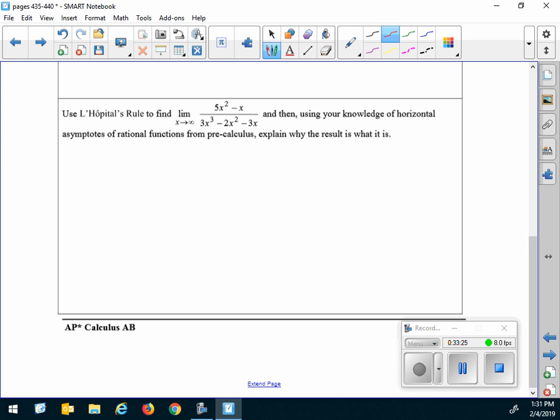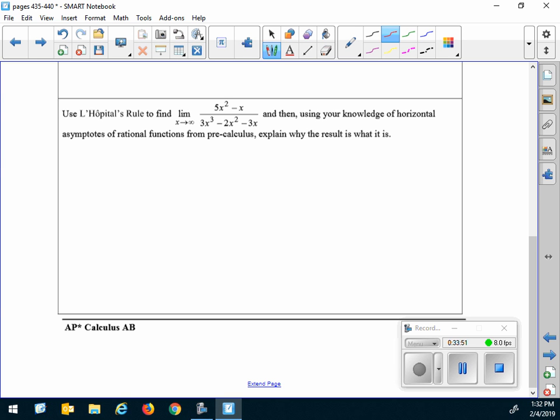First, let's do the pre-cal. Biggest exponent in the numerator? 2 off an x squared. Biggest exponent in the denominator? 3 off of an x cubed. Bigger exponent in the denominator. What's that tell us about the horizontal asymptote? Equals 0.